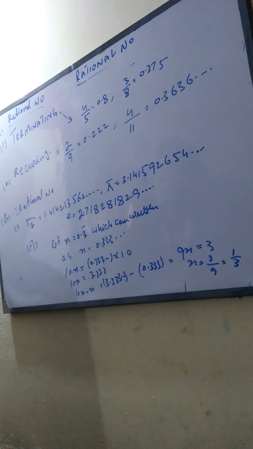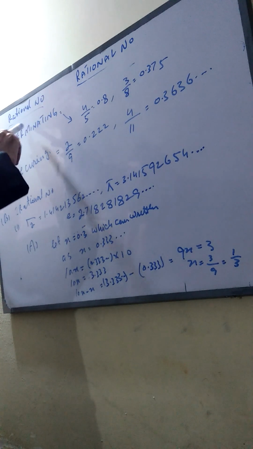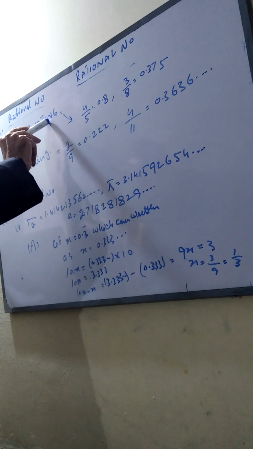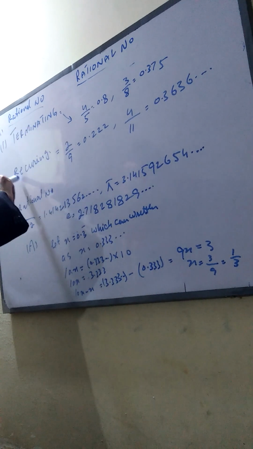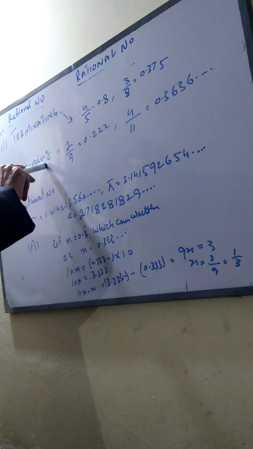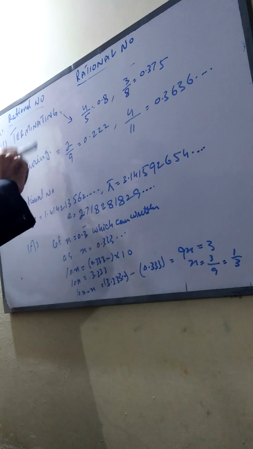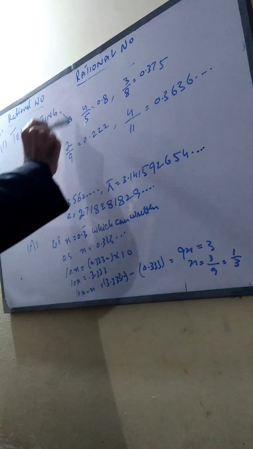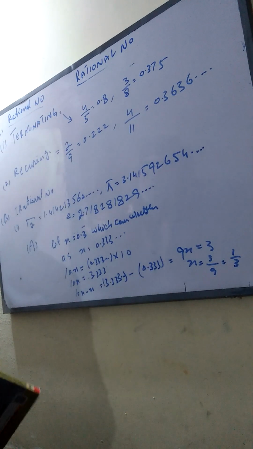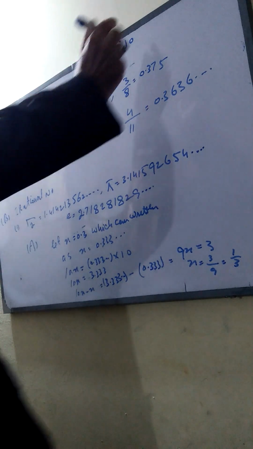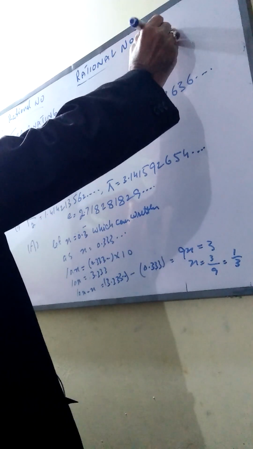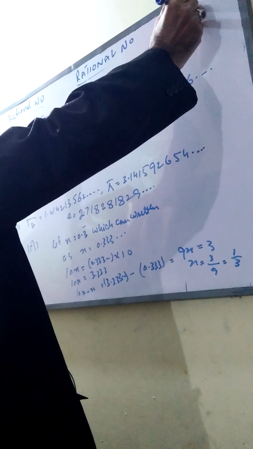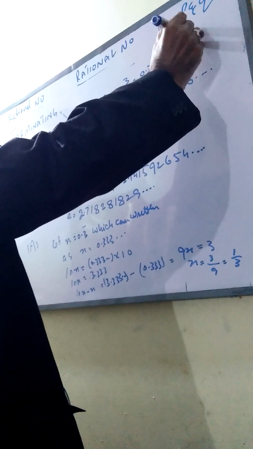Okay, now we are discussing rational numbers. There are 2 types: terminating rational numbers and recurring rational numbers. For example, this is the fraction rational number, the number which can be written in the P upon Q form. So this is the form of P upon Q, but Q will not be equal to 0.